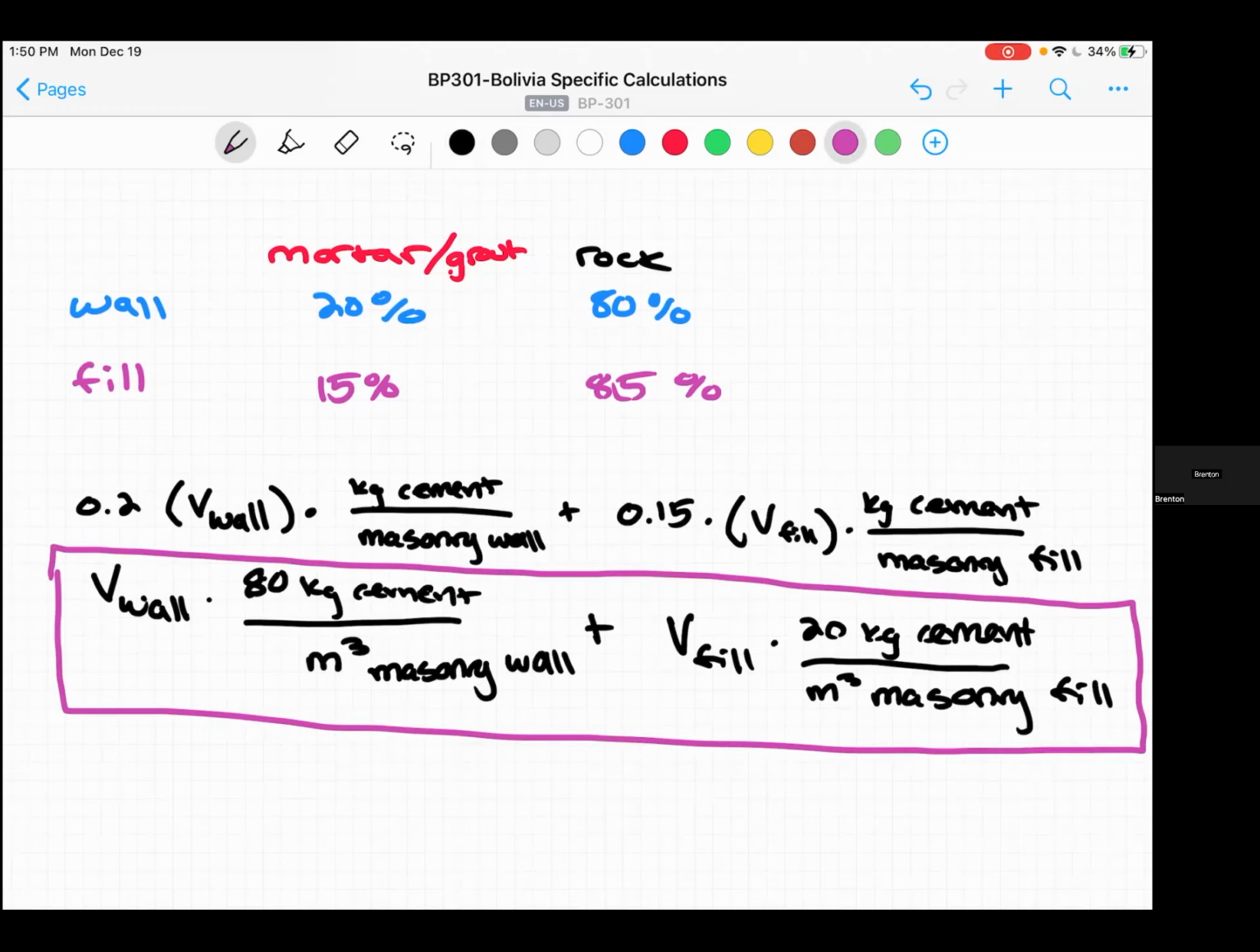Because in using this empirical value, we are eliminating that 20% assumption. We are going straight to the source, and we're saying that per volume of masonry wall, or per meter cubed of masonry wall, we know we're going to use 80 kilograms of cement. So this actually makes the math easier, but you just got to make sure that you're not also adding that 20% into the equation that we had from before, or else you'd be severely undercalculating the amount of cement you need.